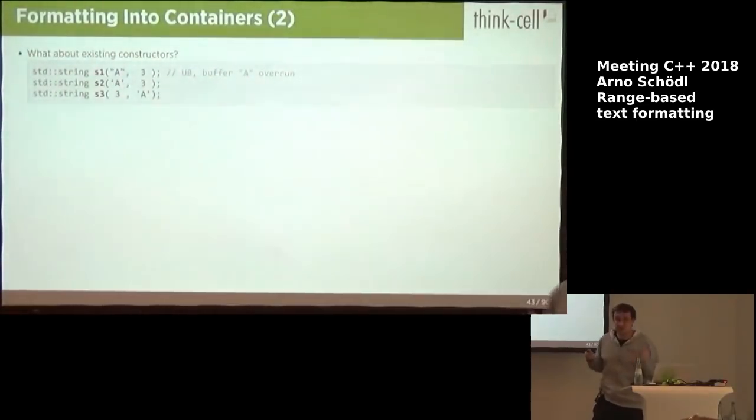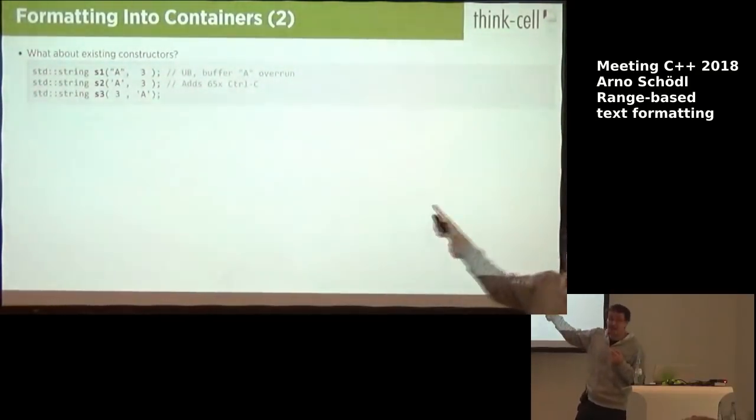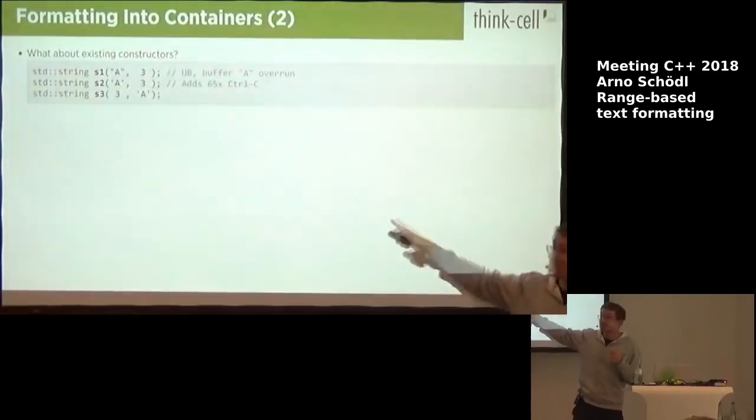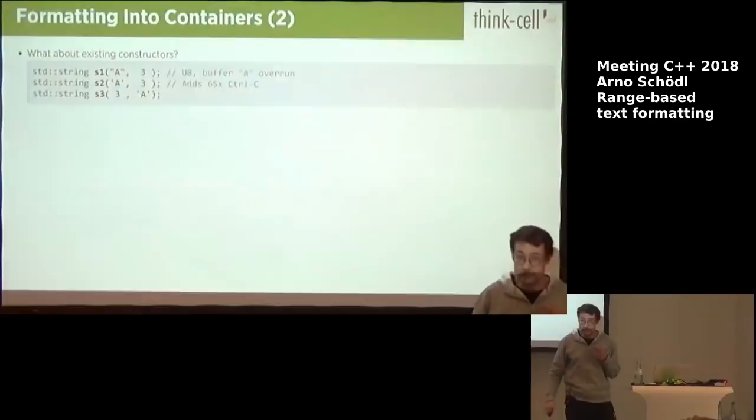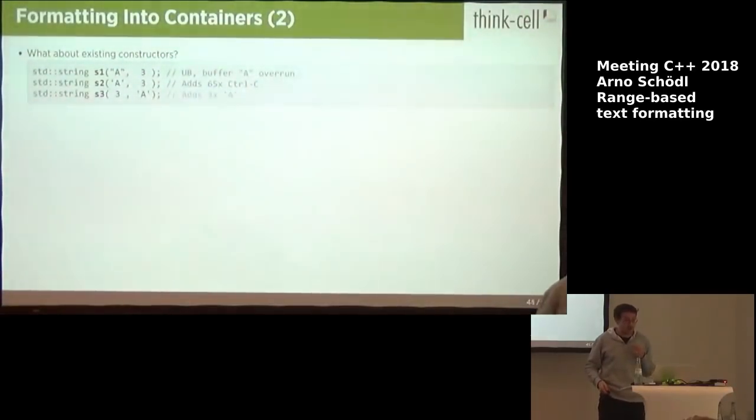That wasn't what I really wanted to do. Let's try something else. OK, this adds 65 times Control-C, which you can clearly see from how it's written, that it will add 65 times Control-C to my string. That's very useful. Well, and finally, this one adds 3 times the A.